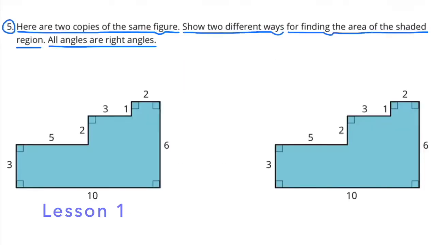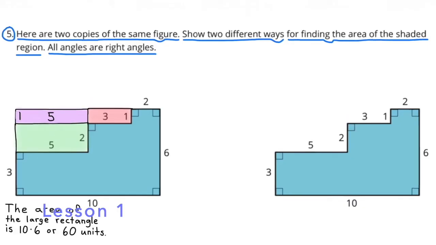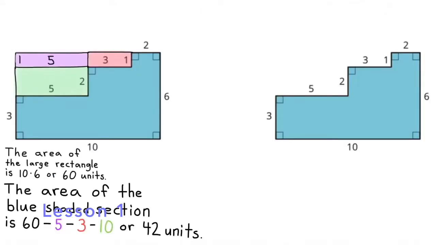Number 5. Here are 2 copies of the same figure. Show 2 different ways for finding the area of the shaded region. All angles are right angles. The area of the large rectangle is 10 times 6, or 60 units. The area of the blue shaded section is 60 minus 5 minus 3 minus 10, or 42 units.